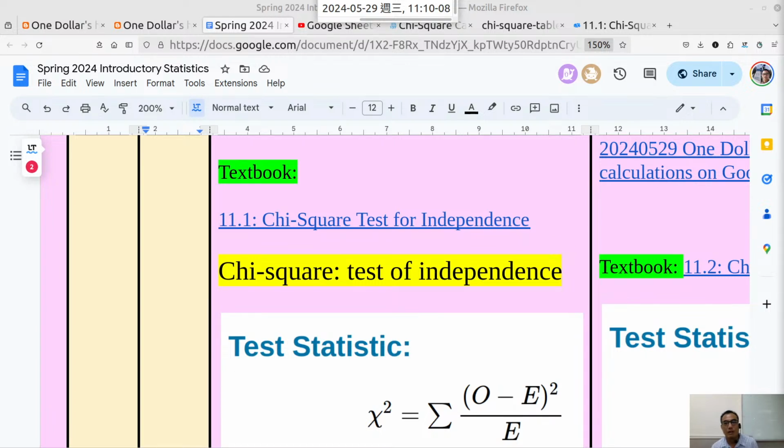All right, everyone. Let's come back. Next case is a little bit different and it's a little bit complicated. We are going to check the chi-square test of independence.